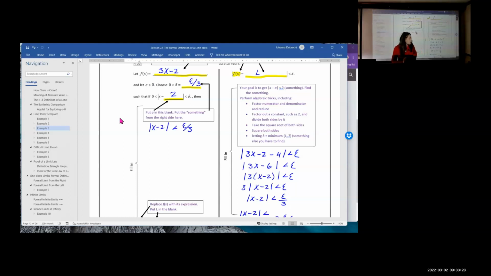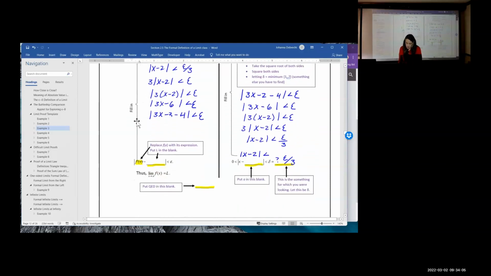All right, so I'm going to start at the bottom on the right and work my way backwards. So I'm going to multiply both sides by 3. And then pull the 3 inside the parentheses, or the absolute value. Distribute it. And then break up the -6 into -2 minus 4, so you can get the function 3x minus 2 minus 4.